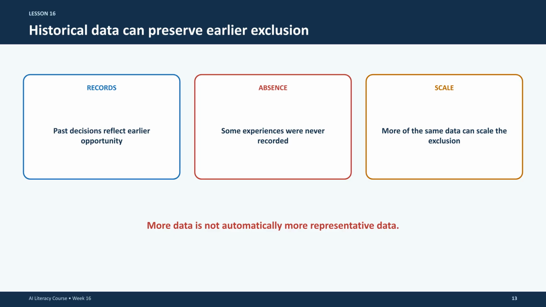Historical data often carries the baggage of past exclusion. If we don't change how we collect and process data, scaling up these systems will only scale the existing inequalities. Remember, more data does not automatically mean more representative data.